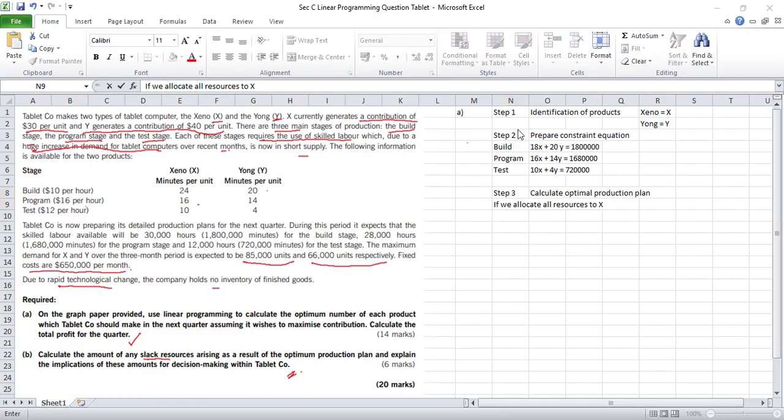Just a moment, sir. On step 2, on the build, the 18x. I can't figure out how you got the 18x.